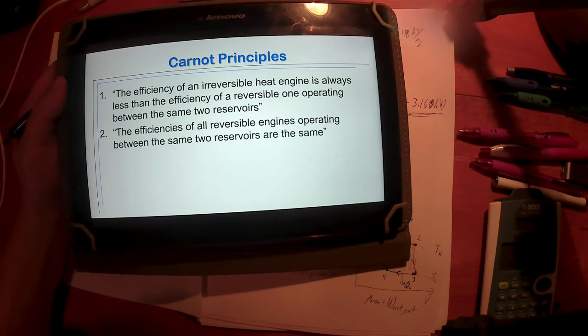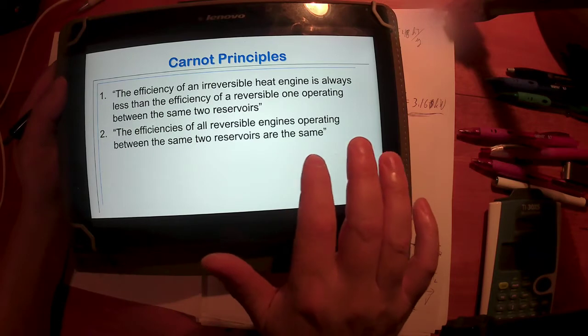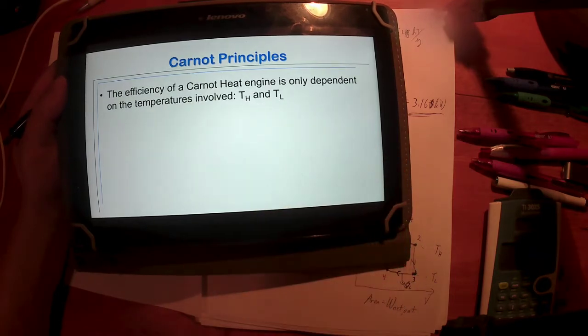And so what that means is that the temperature of those reservoirs is the only thing that controls the maximum possible efficiency. Because if all reversible engines have the same efficiency, the only thing that's different or changes is the temperature of those sources.